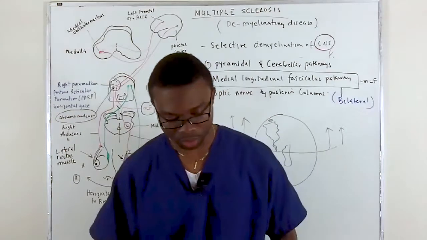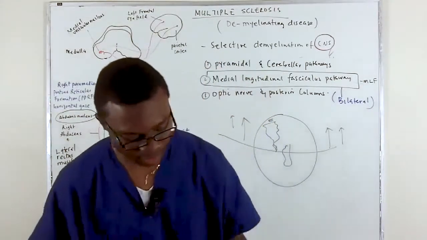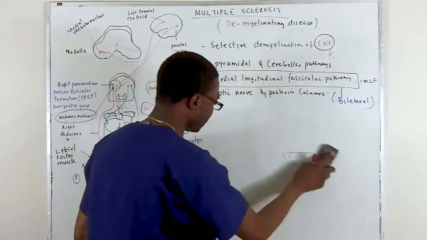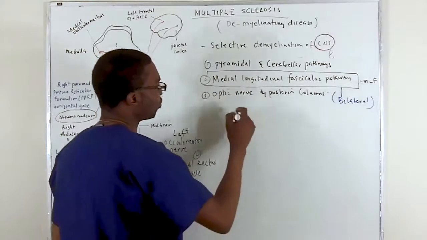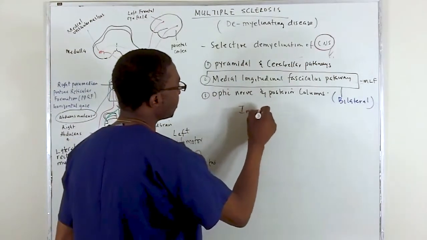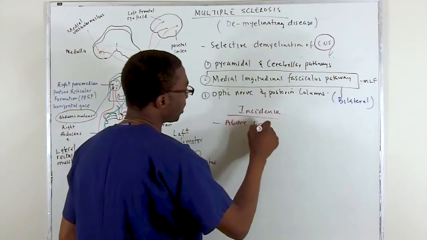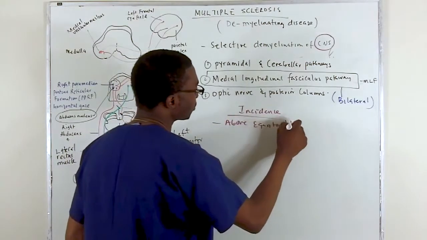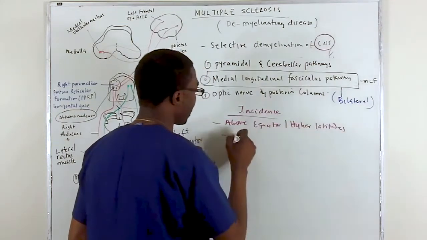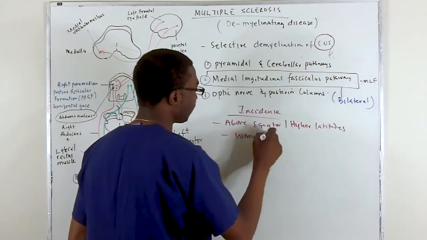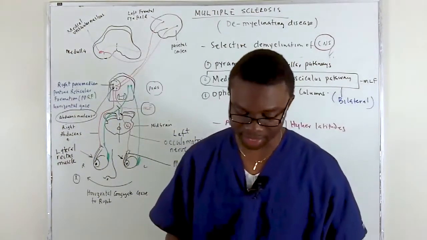And also, women by far are 2 to 3 times more likely than men to develop this disease. So it's most likely found in women. So let's talk about the incidence of the disease. Above the equator, higher latitudes, and women by far 2 to 3 times more likely to develop MS than men.